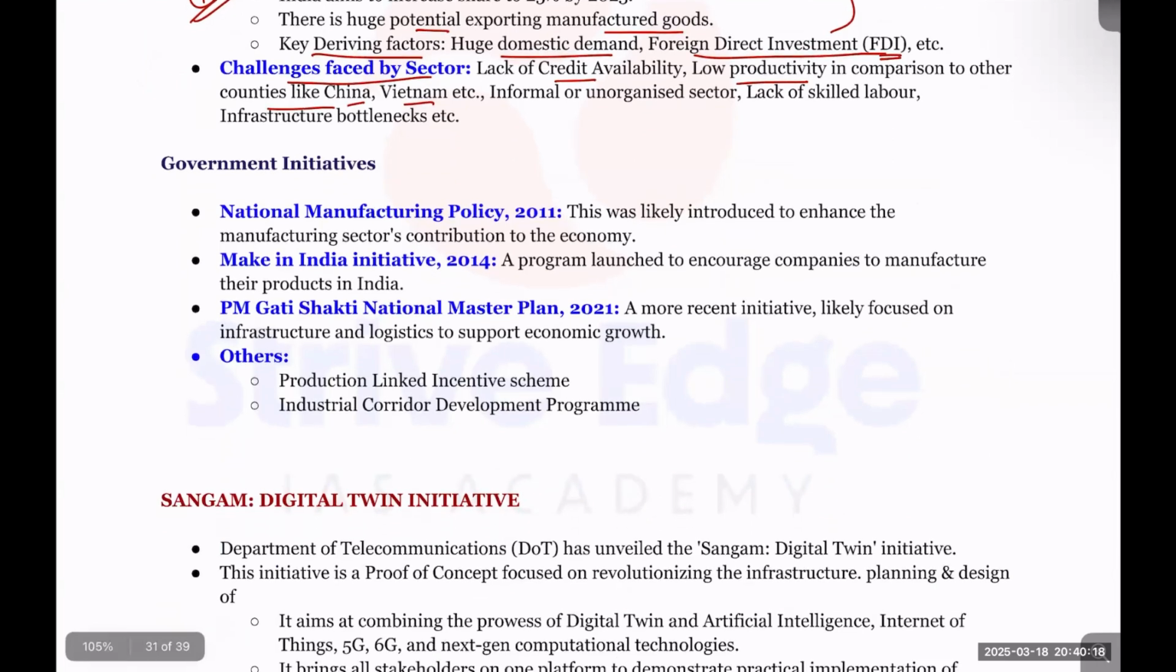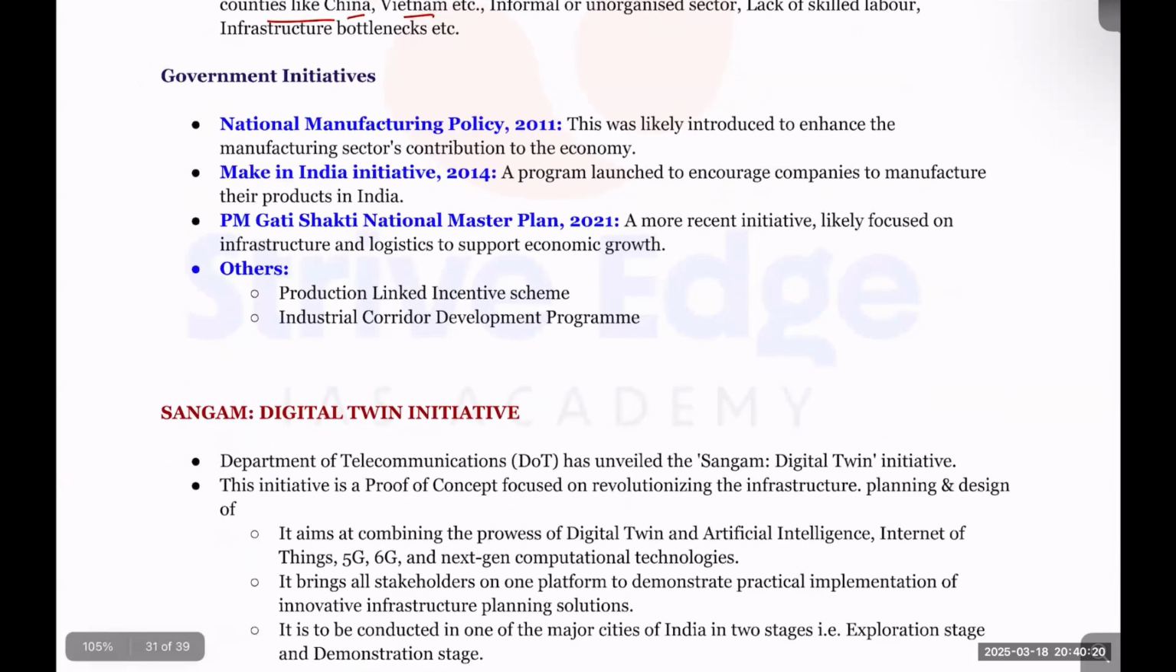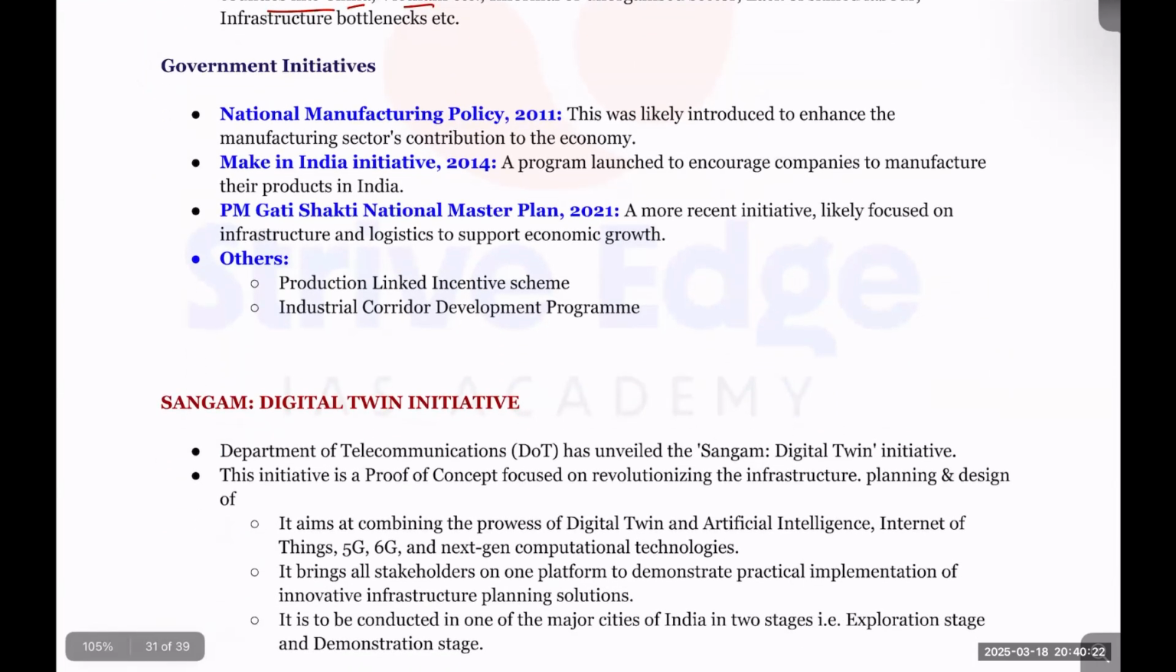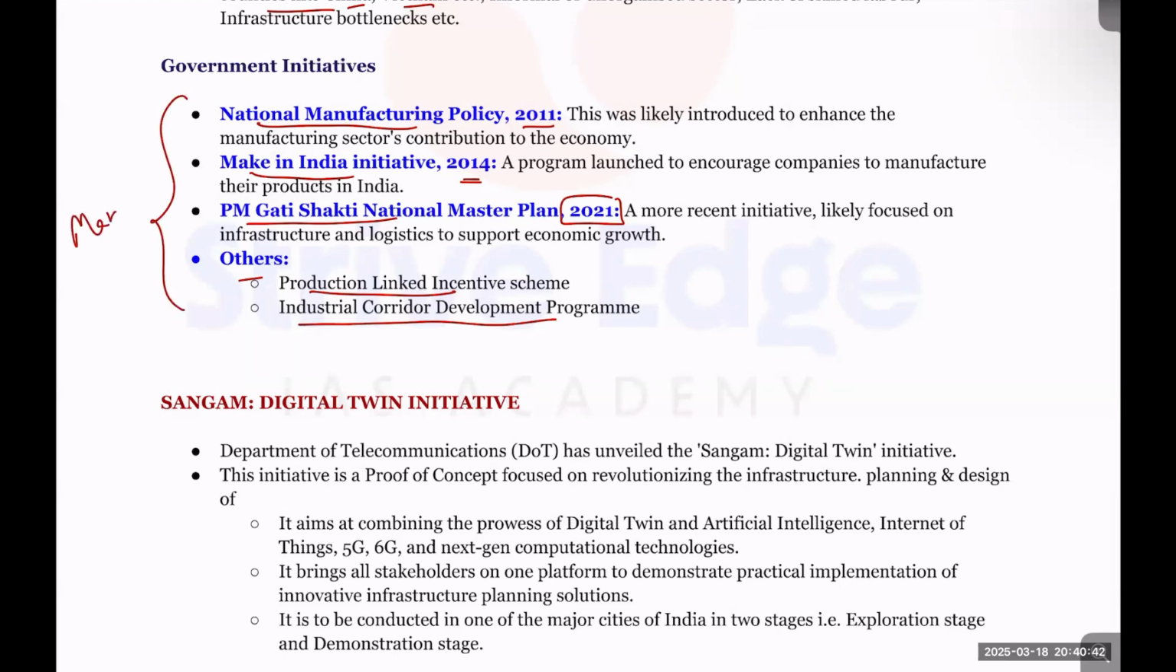Now, government initiatives. What are the initiatives to increase the manufacturing sector? The National Manufacturing Policy was launched in 2011. The Make in India initiative was launched in 2014. The PM Gati Shakti National Master Plan was launched in 2021, and others like production linked incentive schemes and the industrial corridor program, etc., have been launched in order to increase the manufacturing contribution in the Indian economy, right?